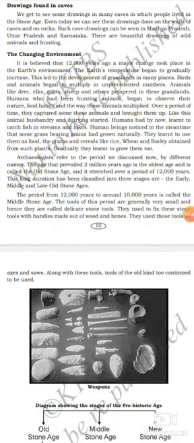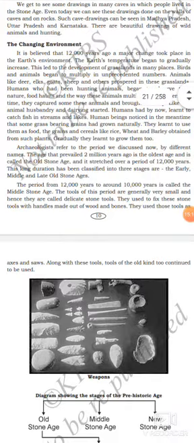Let's see now the changing environment. It is believed that 12,000 years ago a major change took place in the Earth's environment. The Earth's temperature began to gradually increase. This led to the development of grasslands in many places. Birds and animals began to multiply in unprecedented numbers. Animals like deer, goats, sheep, and others prospered in these grasslands.